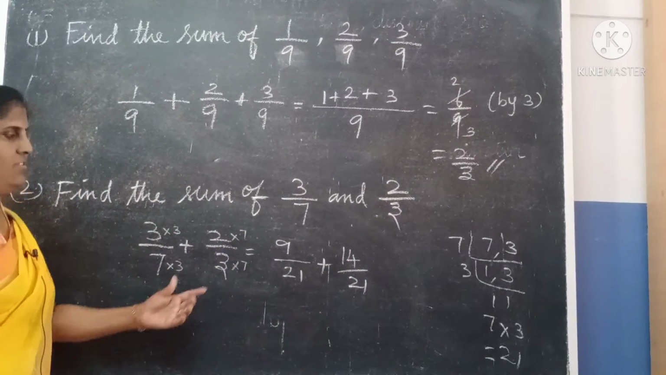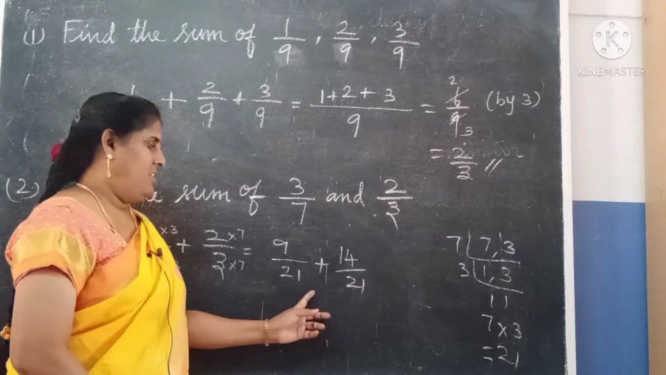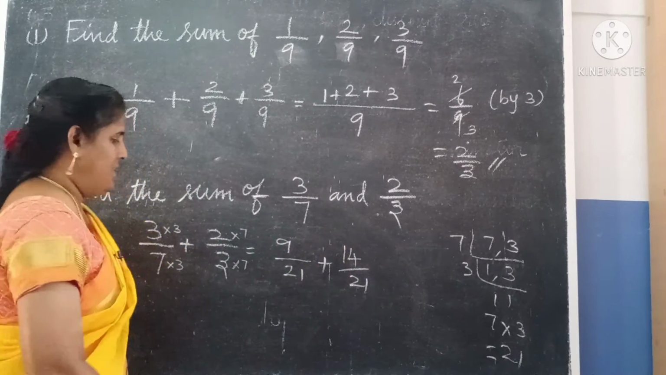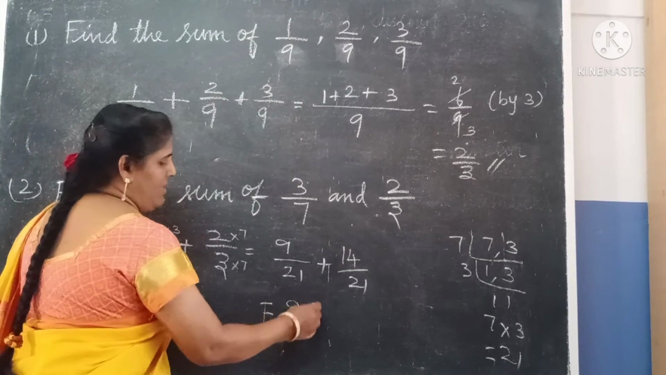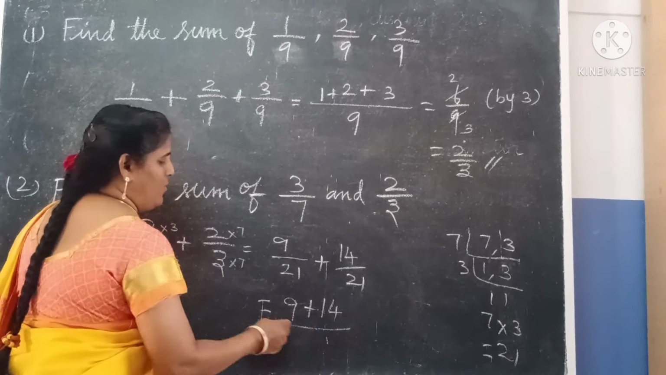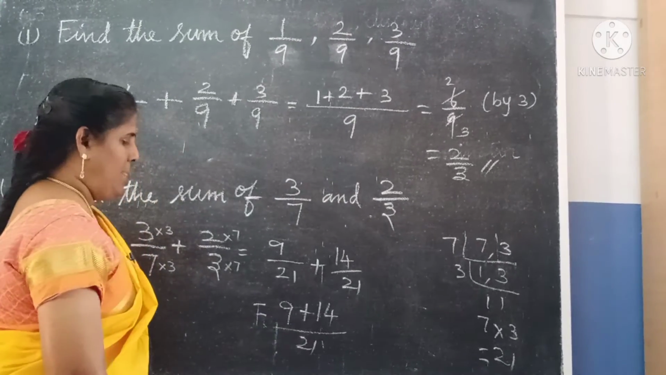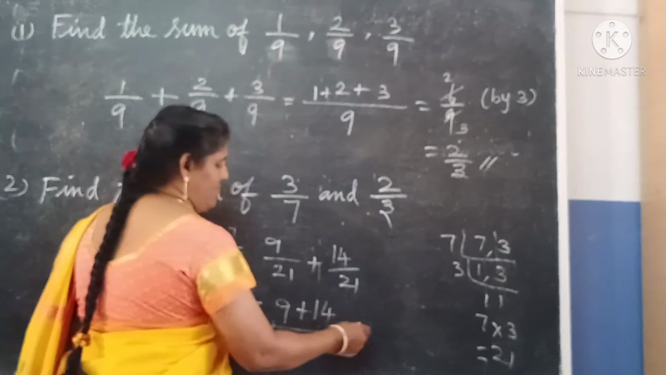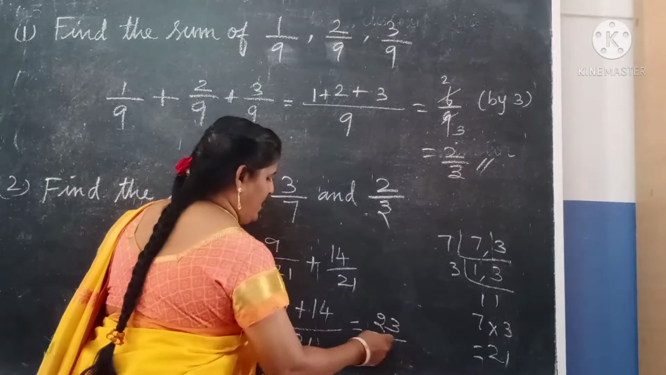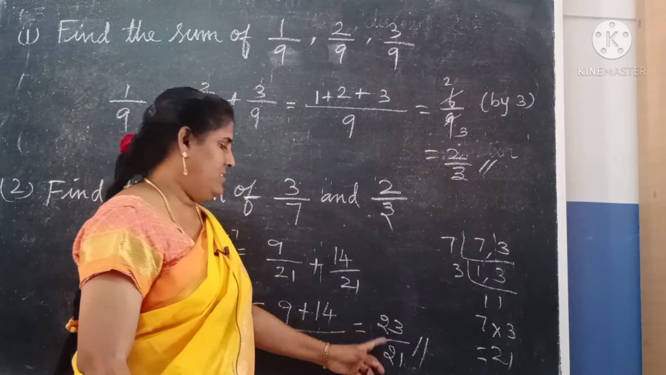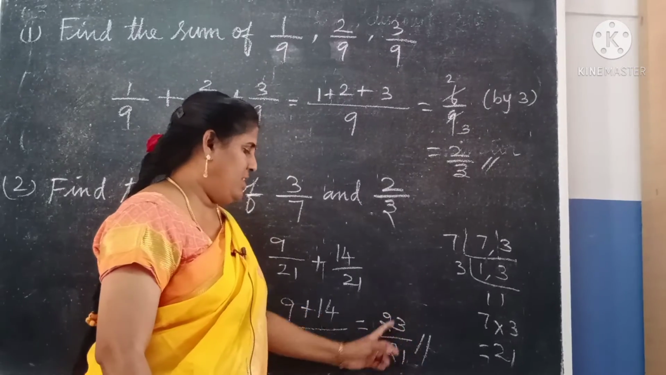See, now both the denominators are the same. That is a like fraction, so we can add the numerators. What is the numerator? 9 plus 14 whole divided by 21. So the answer will come: 9 plus 14 is equal to 23 by 21 is the answer. See here, what is the answer? 23 by 21.